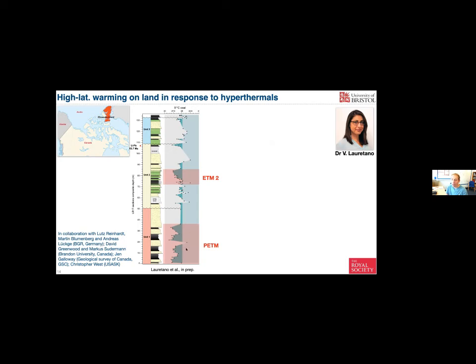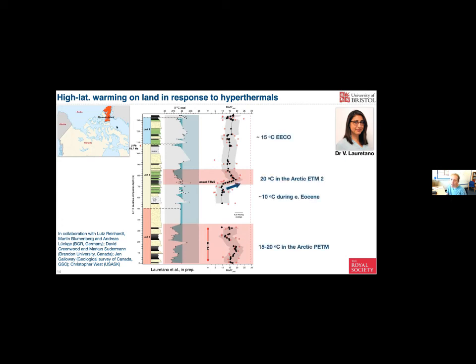We have these hyperthermals. So here we have the PETM, characterized by these very negative carbon isotopes. And we have ETM2 here, the next hyperthermal, and we probably have an even smaller hyperthermal here that I forgot the name of. But the next one, we have that too. And in all of those, we reconstruct the temperature. So this is the temperature we're getting, and I know we're almost out of time, so I'm just going to go through this.